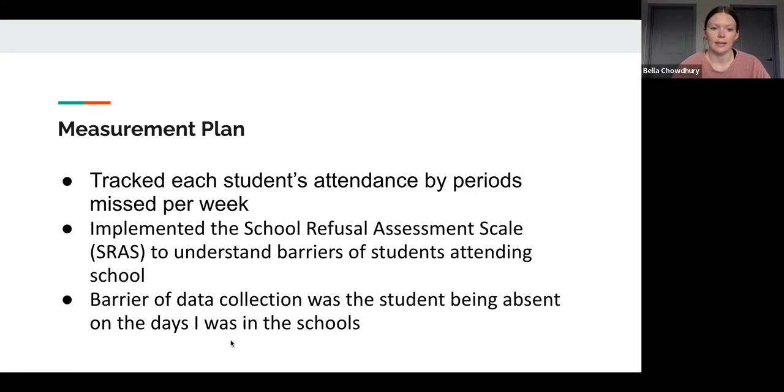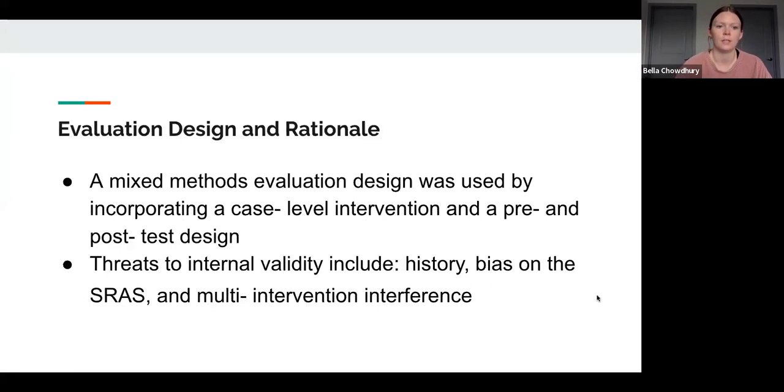And then for my evaluation design, because I am using that case-level style of the one-on-one intervention, and also with the SRIS, I was using it as a pre and post design. So during the beginning of the 8 weeks of the intervention with a student, I had all of them take this survey. And then at the end of the 8 weeks, I had them take it again.